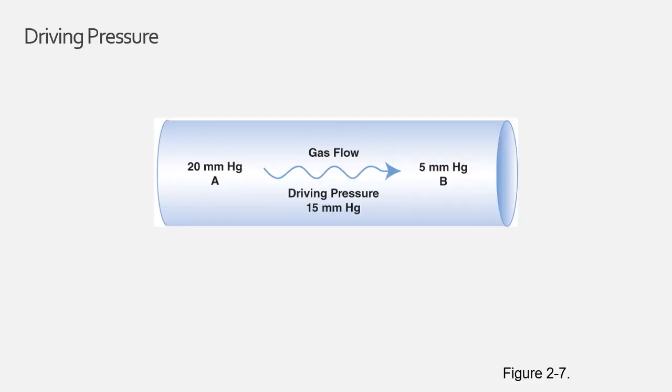Driving pressure is the pressure difference between 2 points in a tube or airway. It is the force moving gas or fluid through the tube or vessel. If a gas pressure at the beginning of a tube, as pictured, is 20 millimeters of mercury, and the pressure at the end of the same tube is 5 millimeters of mercury, then the driving pressure is 15 millimeters of mercury. And so the force required to move the gas through the tube in this case is 15 millimeters of mercury. That's driving pressure.